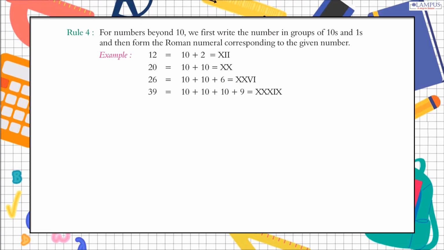Rule 4. For numbers beyond 10, we first write the number in groups of tens and ones and then form the Roman numeral corresponding to the given number. Example: 12 equals 10 plus 2 equals XII, 20 equals 10 plus 10 equals XX, 26 equals 10 plus 10 plus 6 equals XXVI, 39 equals 10 plus 10 plus 10 plus 9 equals XXXIX.